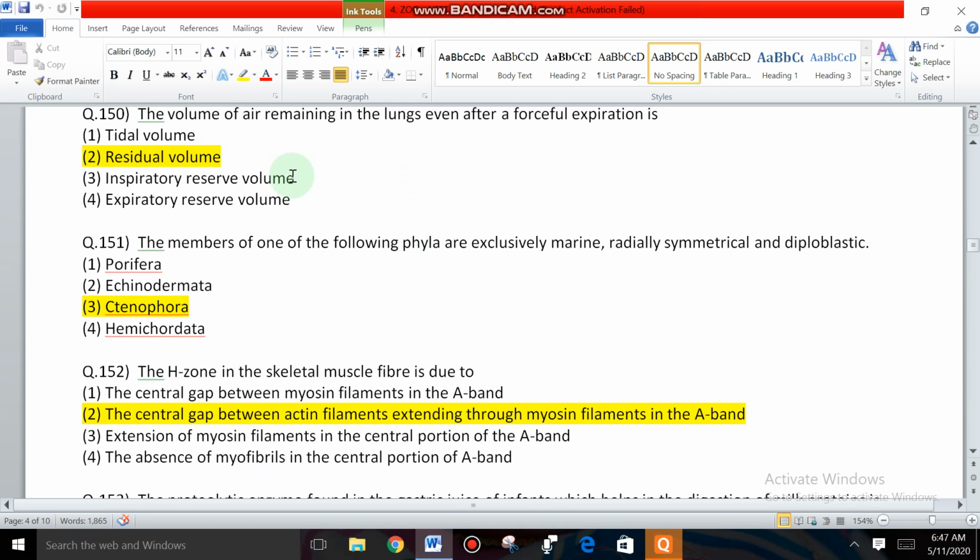The members of one of the following phyla are exclusively marine, radially symmetrical and diploblastic. Exclusively marine non-chordate phyla are two: phylum Ctenophora and phylum Echinodermata. Exclusively marine, radially symmetrical, diploblastic is given. Echinoderms are triploblastic. So what is the answer? Ctenophora is the only answer. Clear? Right.